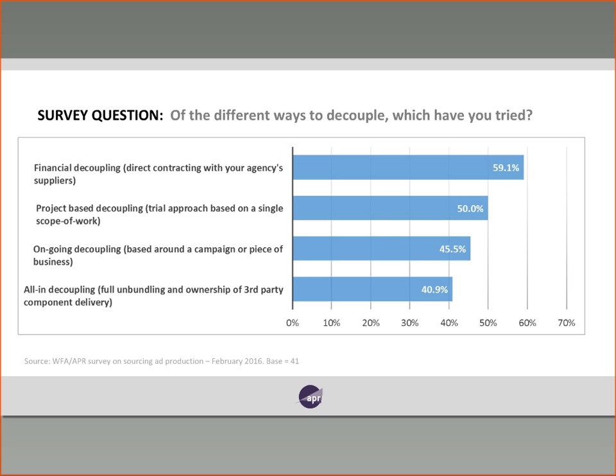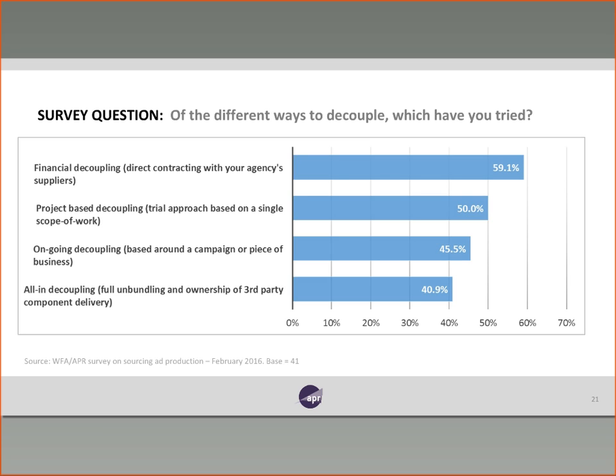And what we see here is that almost two thirds, 60%, have tried or are engaged in financial decoupling, and that is perhaps the simplest and least obstructive from an agency standpoint and from a marketing standpoint, because it really is behind the scenes. It's setting up, from an admin standpoint, the contracts on the vendor supplier side to allow you as a client to engage directly with your vendors. And so that has been one of the most popular, and that's a trend that we've seen from our clients as well.